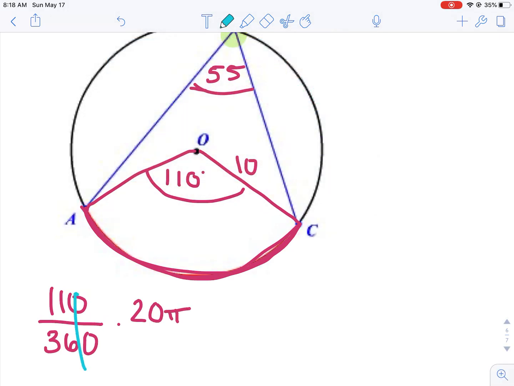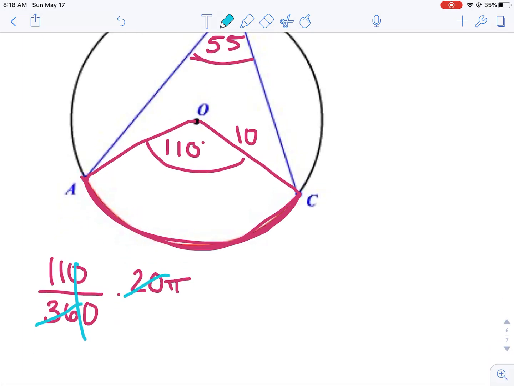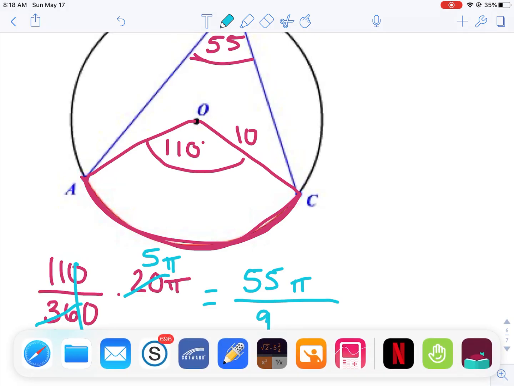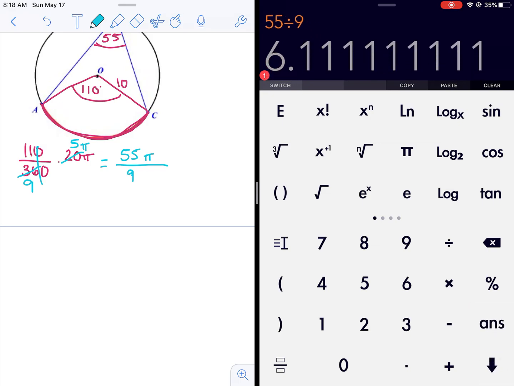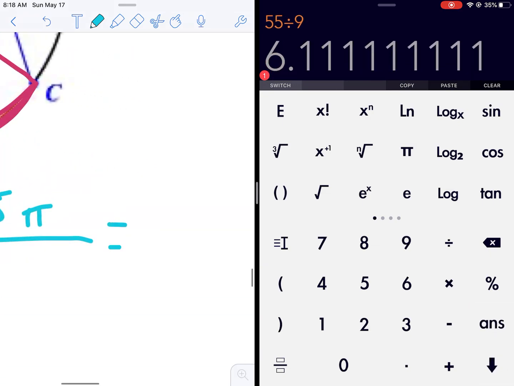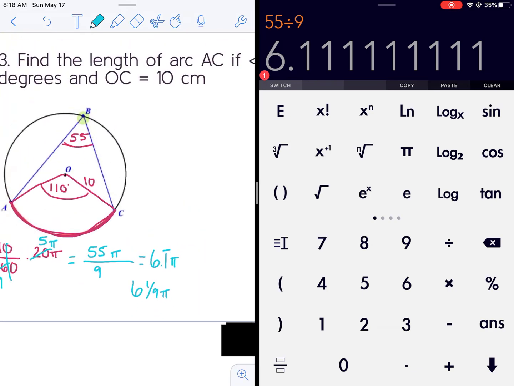My zeros will drop out. 36 and 20 are both divisible by 4, so I get 5 pi over here, and I get 9 down here. If I multiply straight across, I get 55 pi ninths. If I wanted to leave it as a decimal, I get 6.1 repeating pi, or I could have 6 1/9 pi, any of those.